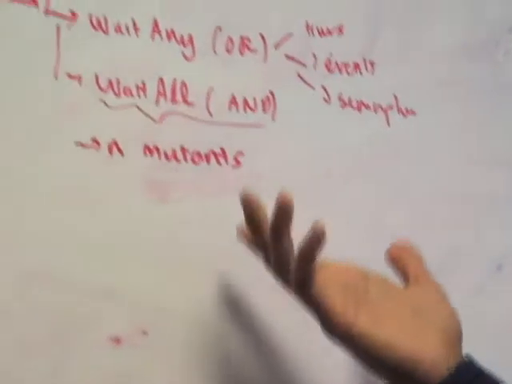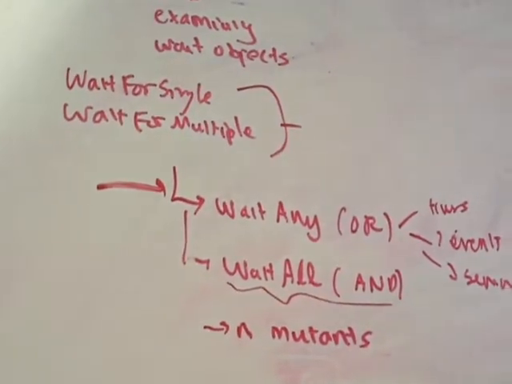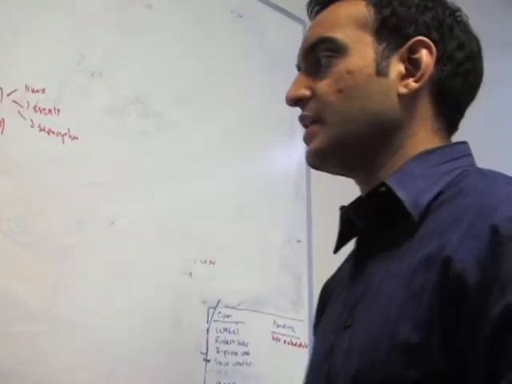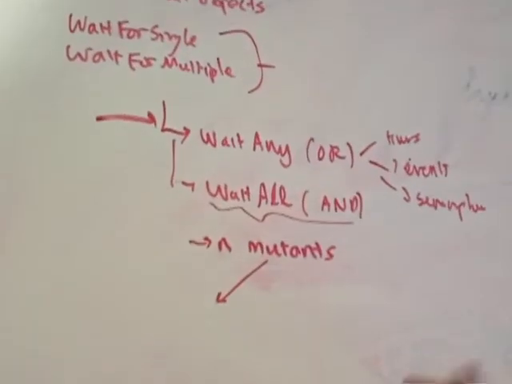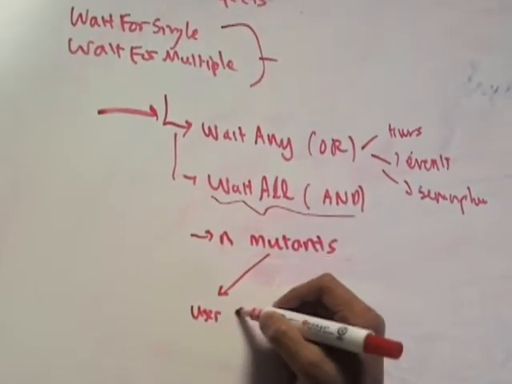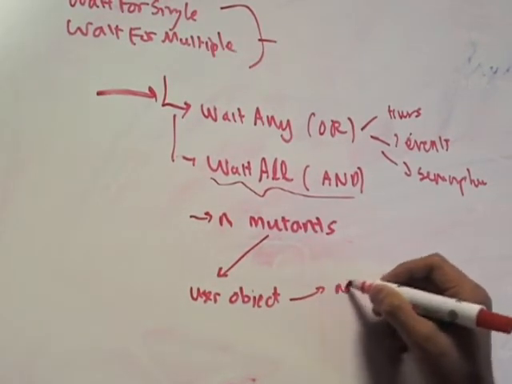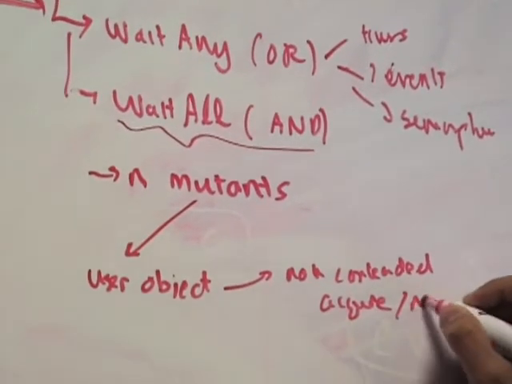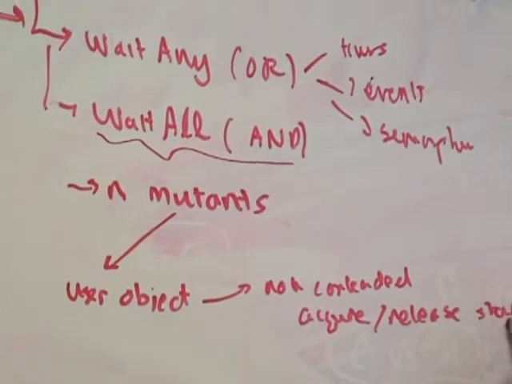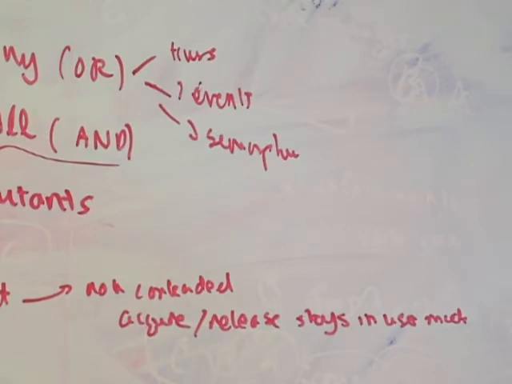However, we later found out that if I acquire a lock that's not contended, I don't want to actually transition into the kernel to acquire that lock most of the time. So we shifted away from a model where the primary synchronization primitive is a kernel object, to a user object, something in your address space, just in user mode. And if it's non-contended, the acquire and release stays in user mode.